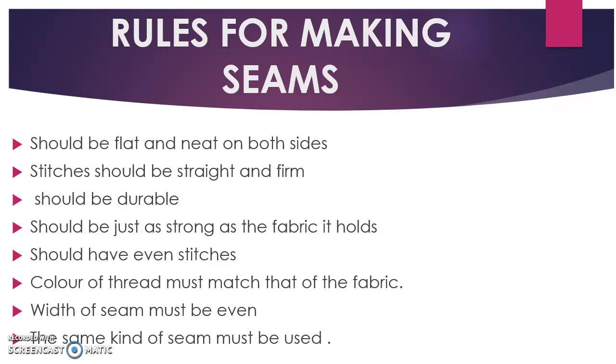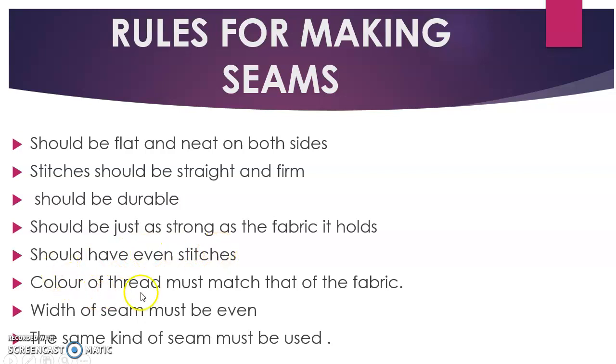We have rules to observe when we are making seams. These include, number one, the seam has to be flat and neat on both the wrong side and the right side. The stitches made should be straight and firm and durable too. The seam should be just as strong as the fabric it holds. It should have even stitches.